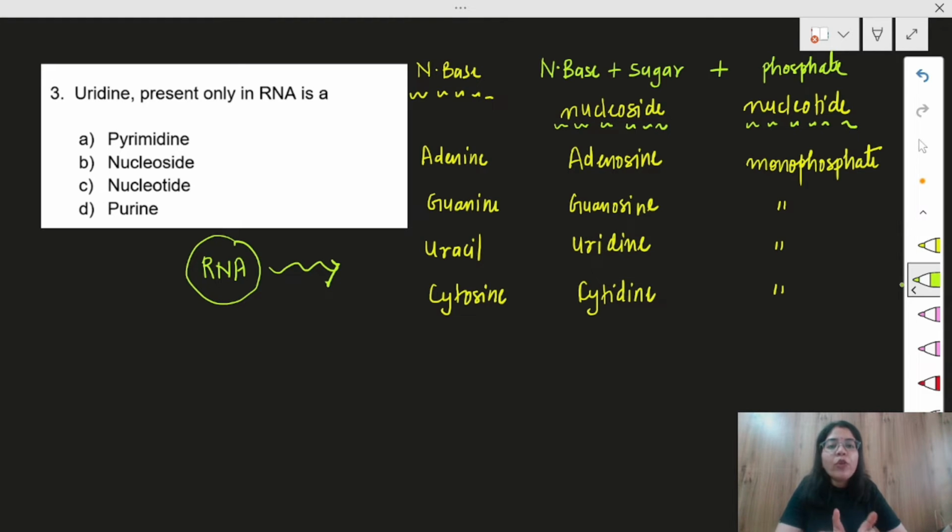If I want to write for DNA, I will be writing deoxyadenosine, deoxyguanosine, right? Because the sugar is different there. So now you understood what is the meaning of uridine here. It is a type of nucleoside. Uracil is a base, but if you attach sugar, it will become uridine and you will call it a nucleoside.